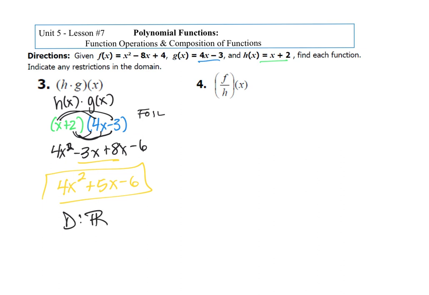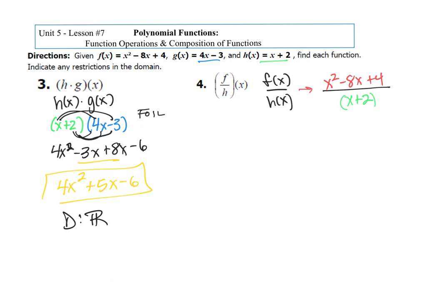Okay, now we're on to number 4. This is a division problem, so going off what we just said, we will end up having some domain restrictions in the end. So this is read as f of x divided by h of x. So we're going to put our f equation in the numerator, and that would be x squared minus 8x plus 4, and we are dividing it by h of x, and h of x is x plus 2. Okay, now you would check, can we cancel anything out? Remember, this is a grouping, x plus 2. It could only get canceled with another factor that's x plus 2.